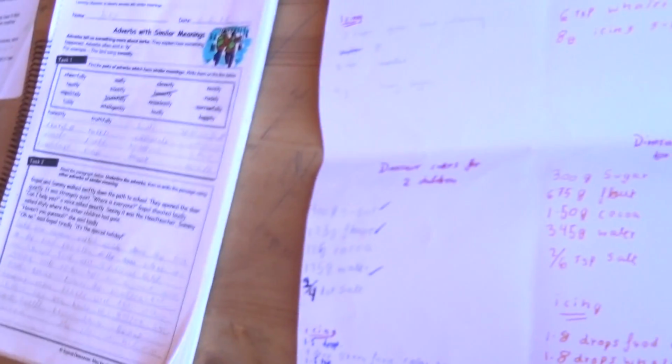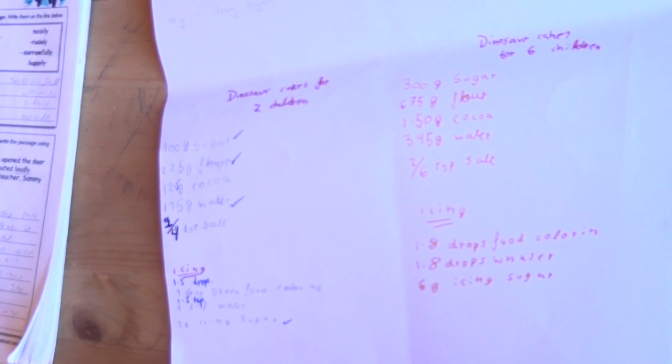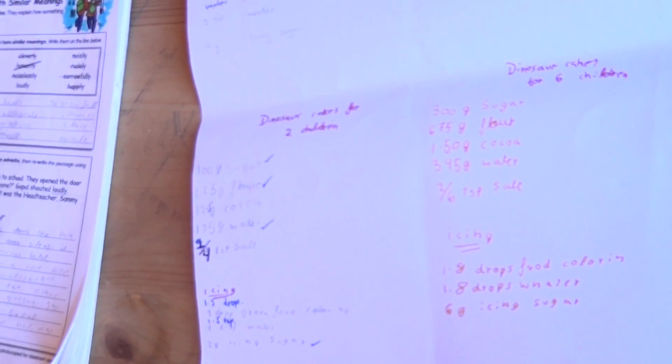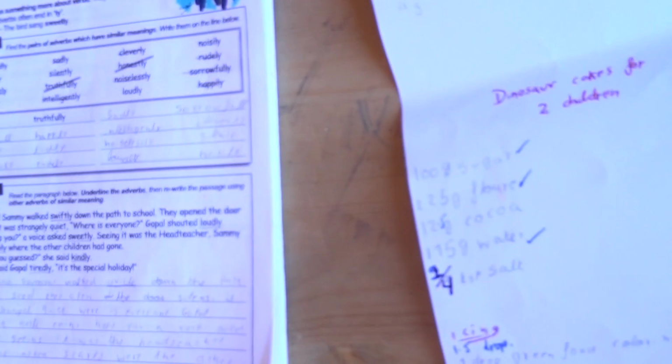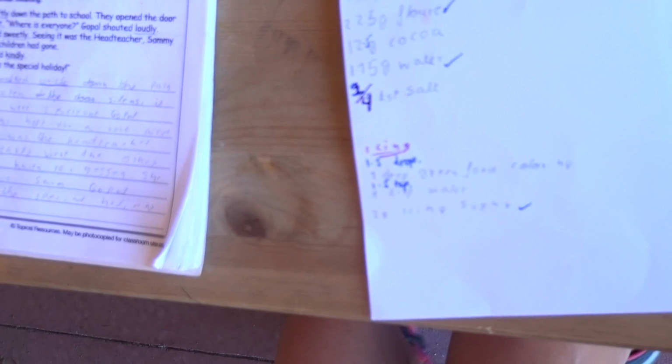Now, what else did you work on yesterday? Then we did adverbs with similar meanings. Okay, so you matched up adverbs together. Can you give me an example of adverbs that have similar or close meanings? Like cheerfully and happily, or impolitely and rudely. Okay, and then you used that in context. So you read the paragraph below and underlined the adverbs. Then you had to write the same paragraph using synonyms, other adverbs that meant the same thing. And you tried that.